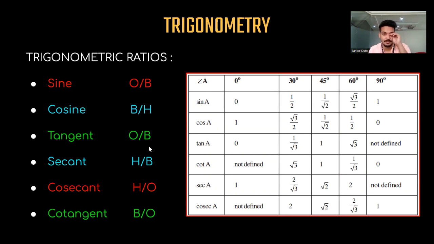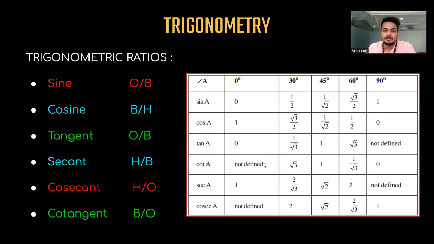Just pause the video if you don't remember them, and note them down. Actually, you just have to remember from sine to tan only, because cot, sec and cosec are reciprocals of sine, cos and tan, right? So once you remember these values, then you can just reverse them, and that's how you can remember. It's half the work. It looks very big, but you just have to remember half the table.